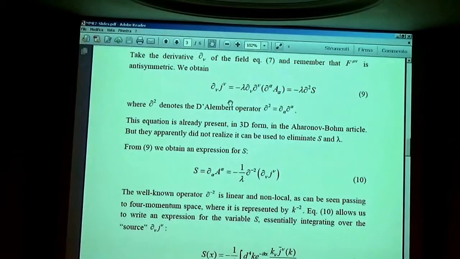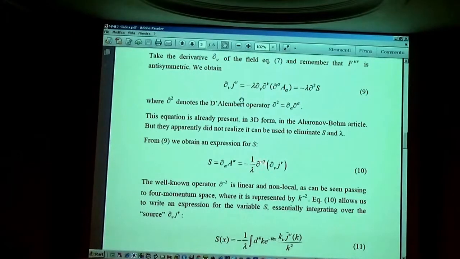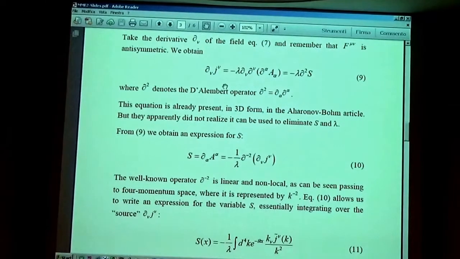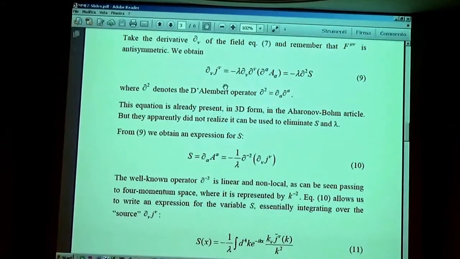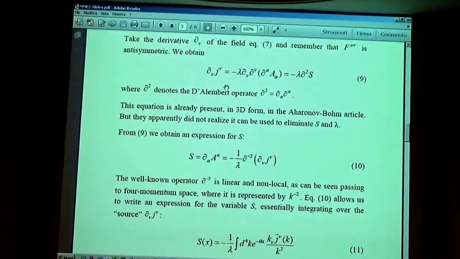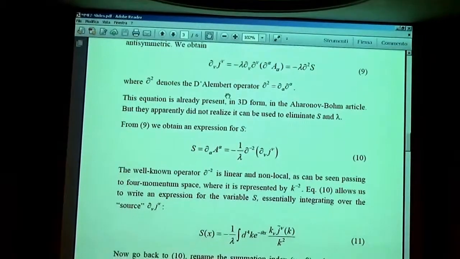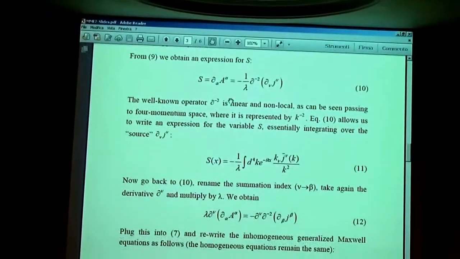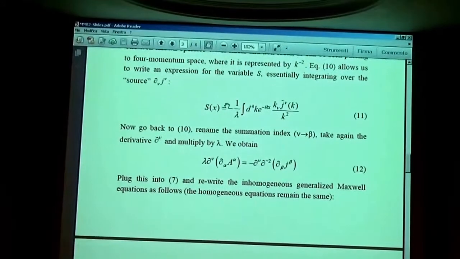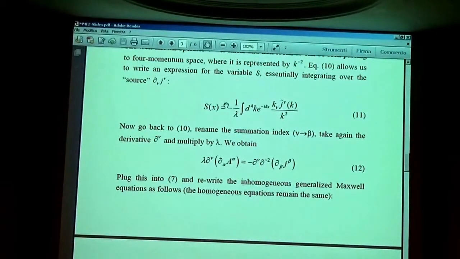This is a non-local expression because we have this operator, partial times partial, which is sometimes also written like a square, the D'Alembertian operator. In my case, partial is the partial alpha, so we contracted with partial alpha. So we can pass through momentum space, and we can find the field S, given by this expression. But it is not so interesting.